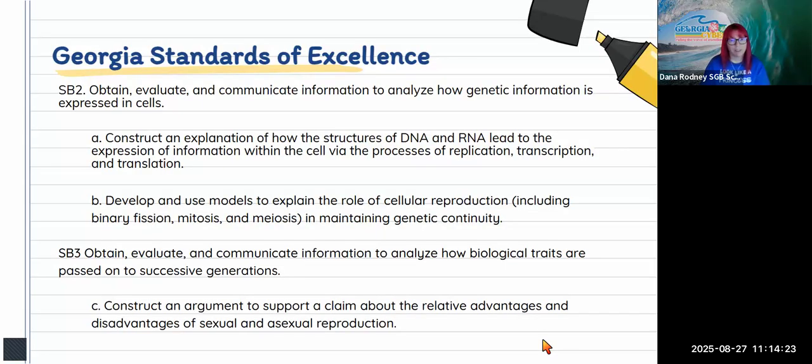And then we're also going to be talking about mitosis just a little bit with developing and using models to explain the role of cellular reproduction, including binary fission, mitosis, and meiosis in maintaining genetic continuity. And then we're also going to look at SB3, which is obtain, evaluate, and communicate information to analyze how biological traits are passed on to successive generations. So with SB3, you should be able to construct an argument to support a claim about the relative advantages and disadvantages of sexual and asexual reproduction.